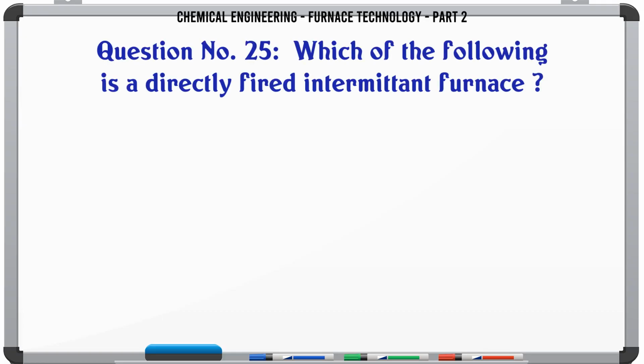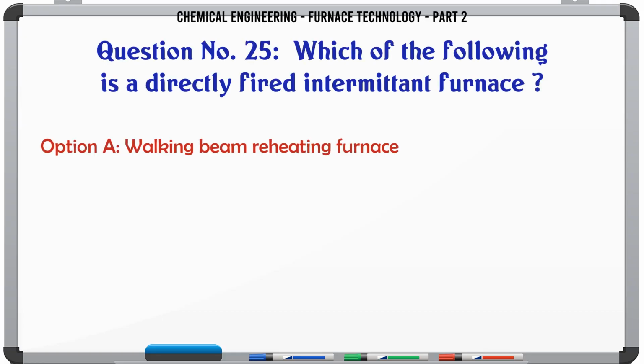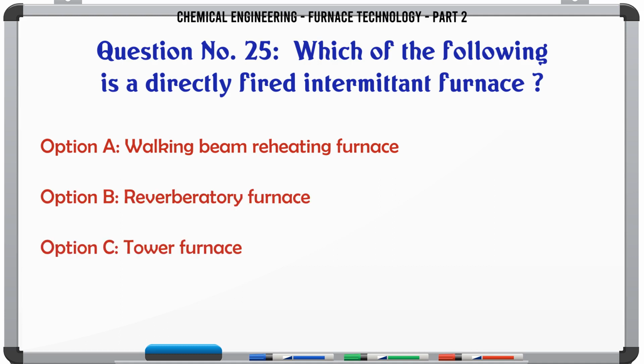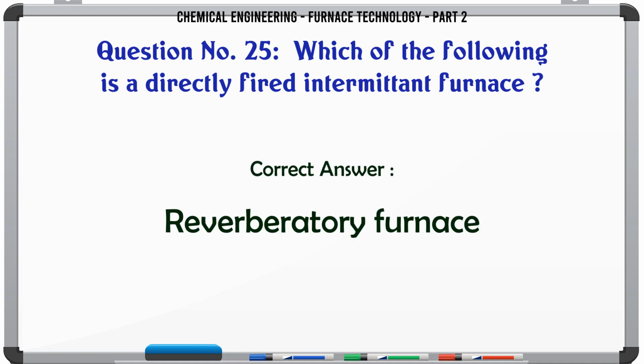Which of the following is a directly fired intermittent furnace? A. Walking beam reheating furnace. B. Reverberatory furnace. C. Tower furnace. D. Tunnel kiln. The correct answer is reverberatory furnace.